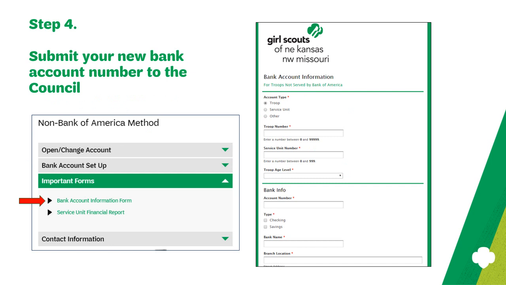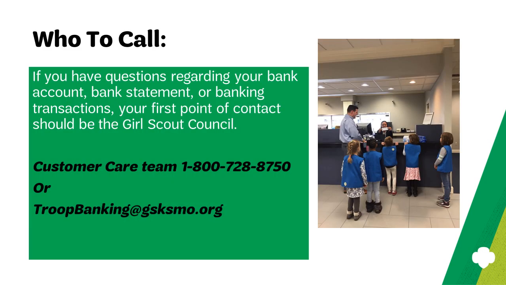So your next step would be to report your new Girl Scout troop account to the council. So you will go back to our website, and under the important forms, under the non-Bank of America method, you will see bank account information form. Once you click on that, you'll see the screen on your right, and it'll say bank account information. You can submit your bank account information, and that is how you report that to your membership manager.